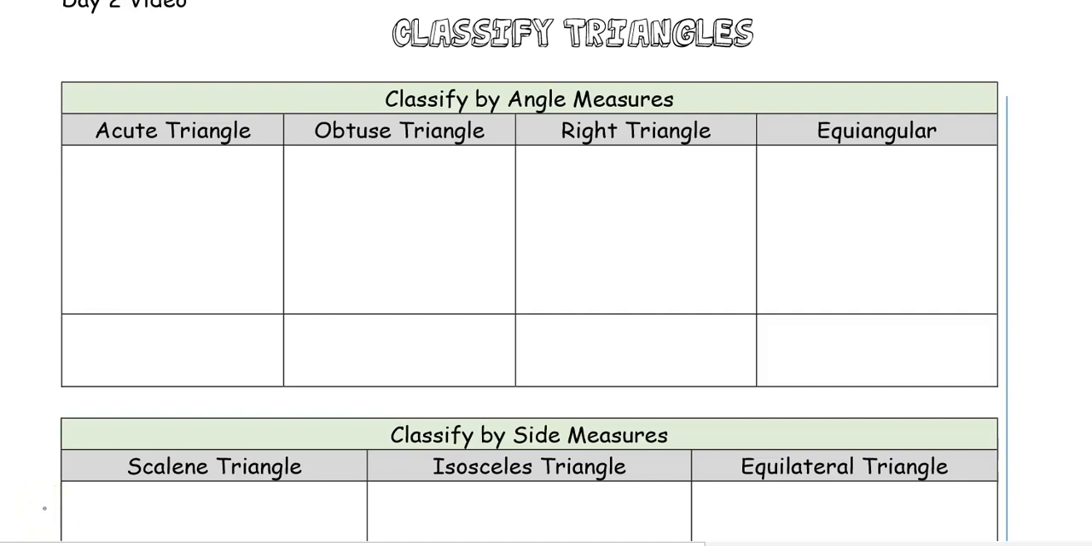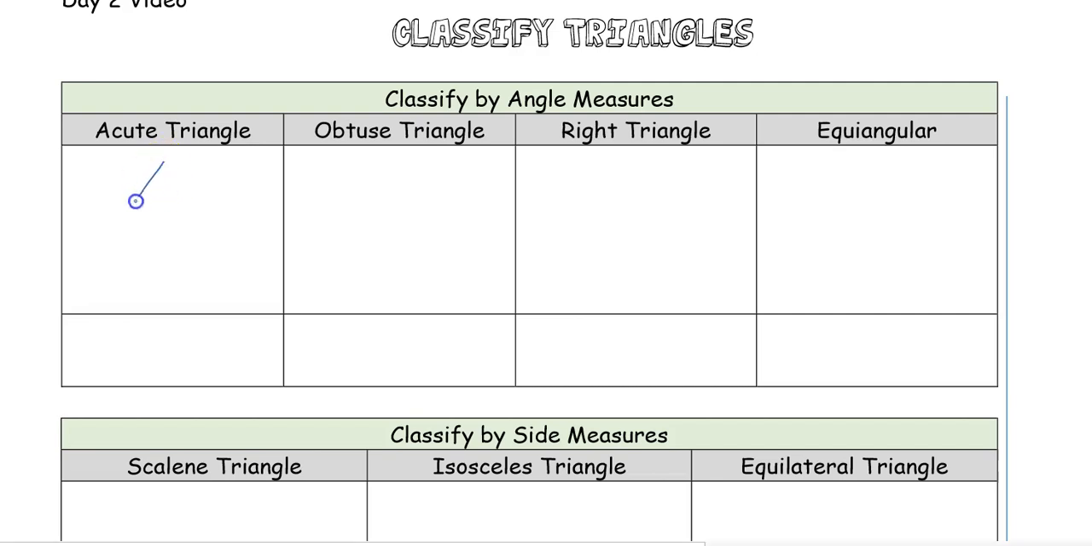Hi, today we're going to talk about how to name triangles. We're going to name triangles in two different ways. We're going to name it according to its angle measures, and then we're also going to name it according to its side measures. Let's first start with an acute triangle.